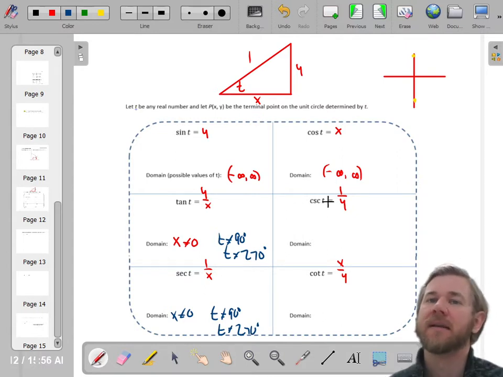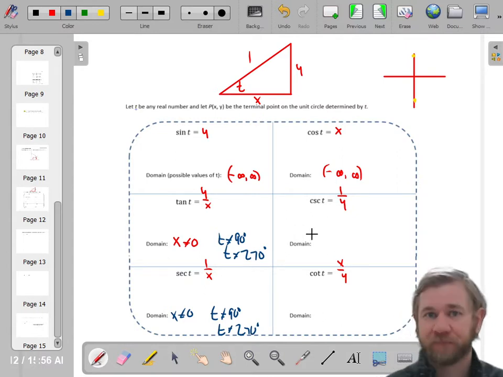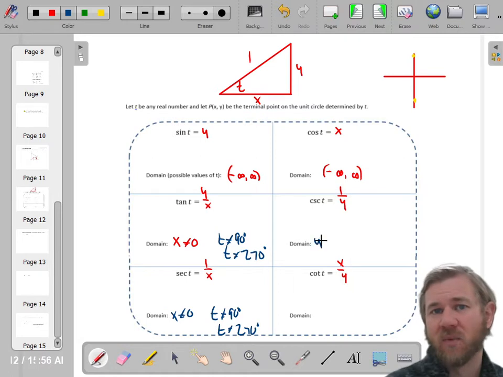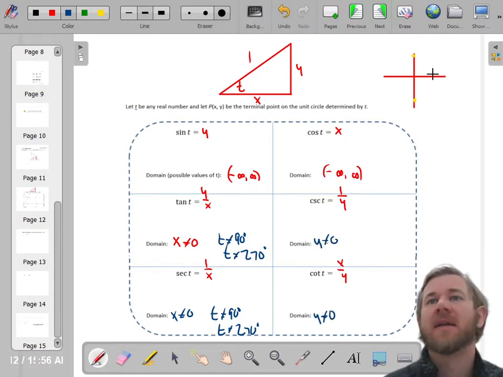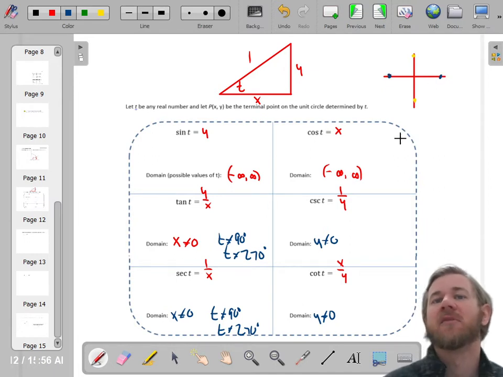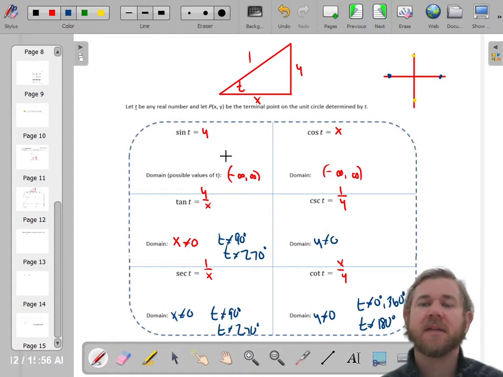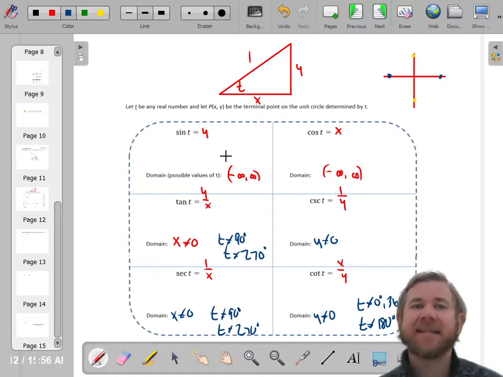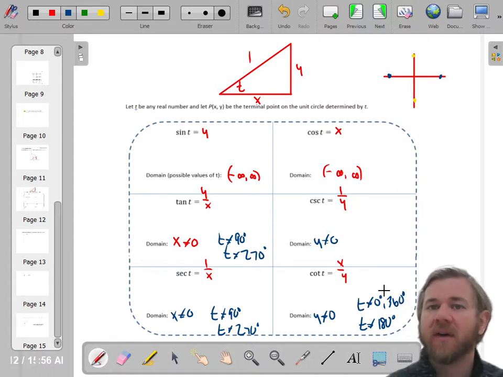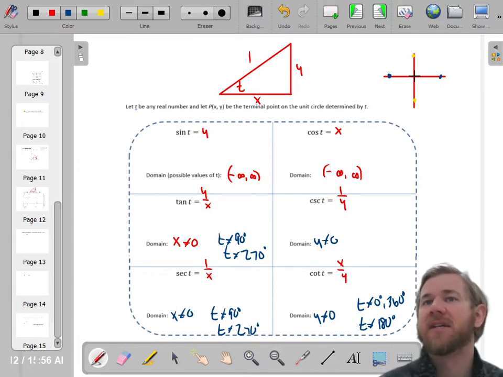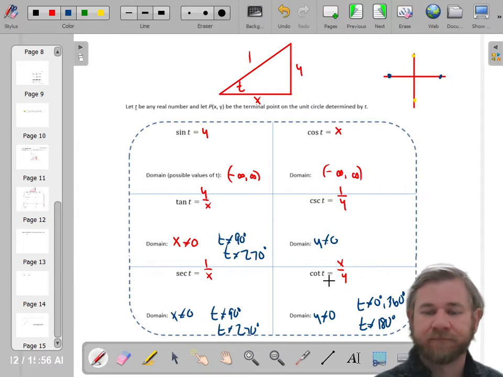Same thing with cosecant and cotangent. These both have a y in the denominator. So we're just going to say y can't be 0. But where does that happen? Where is y 0? That's where you're on the x-axis. So that would be at 0 degrees, t can't be 0, or t can't be 180. And you can also throw 360 in there if you want. So t can't be 0, 360, or 180. You can't take the cotangent of 0 degrees because the cotangent would be 1 over 0. And 1 over 0 doesn't work.